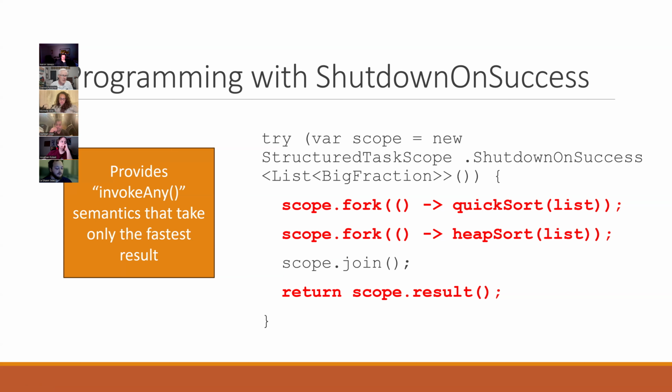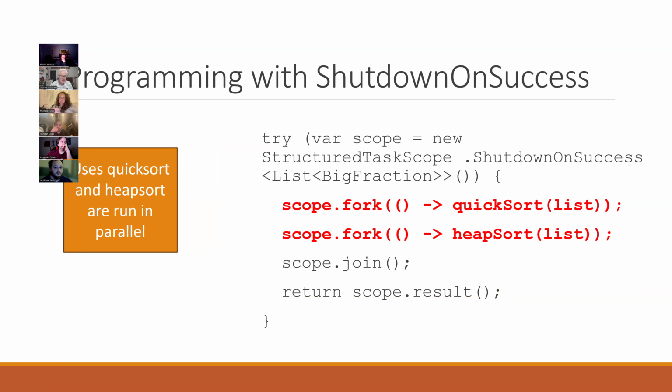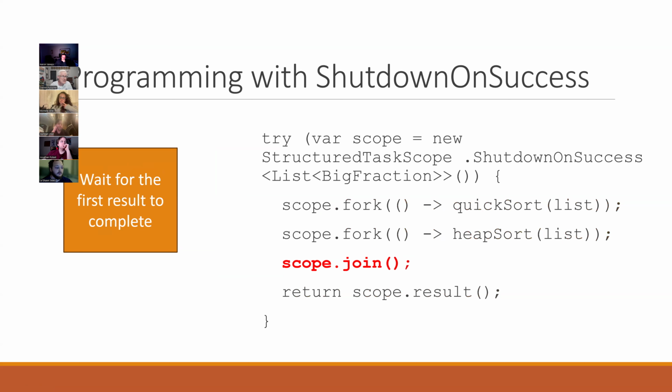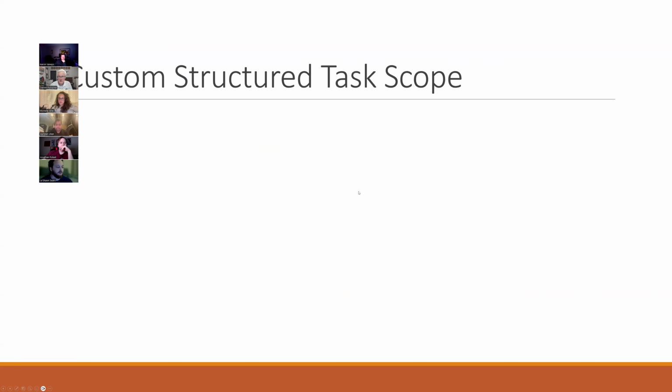Okay. All right. I already mentioned that they're running in parallel. I still need the scope join. That's going to wait for the results. Whichever one wins, that's what I'm getting back. I need to specify that. And then, of course, I'm returning the result. The result here, will it be a future or not? The result will not be a future. It will be a list of big fractions, as I specified in that template definition up here. Right there.